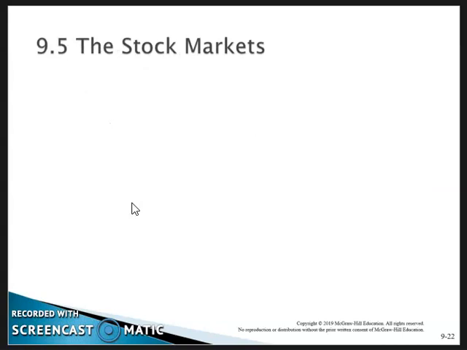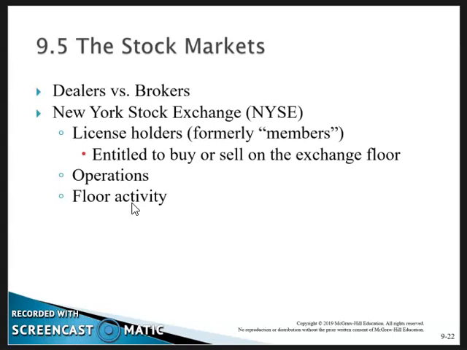Next we move on to stock markets. We have two types of stock markets: dealer markets and broker markets. The NYSE is an example of a dealer market. You have dealers there that are ready to buy or sell a stock at any time. Those are called designated market makers.